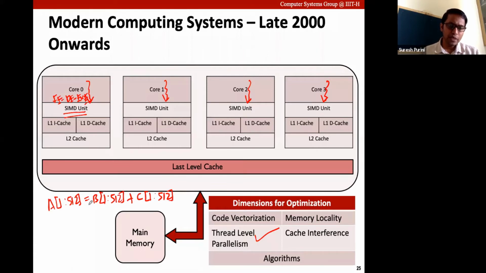But usually in C programs, this is not how you write. You write a for loop which iterates from I is equal to 1 to 512, and then you say A of I is equal to B of I plus C of I, where I goes from 1 to 512. This is how you end up writing in your C program.